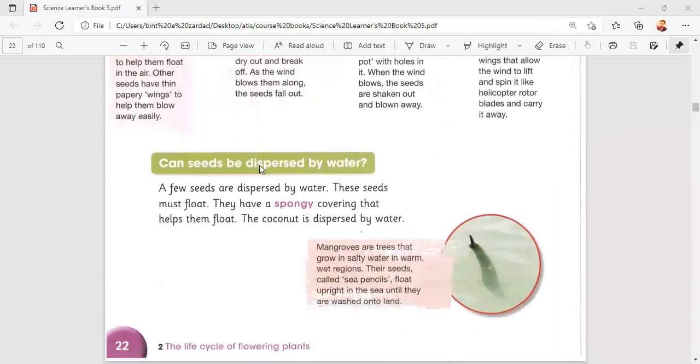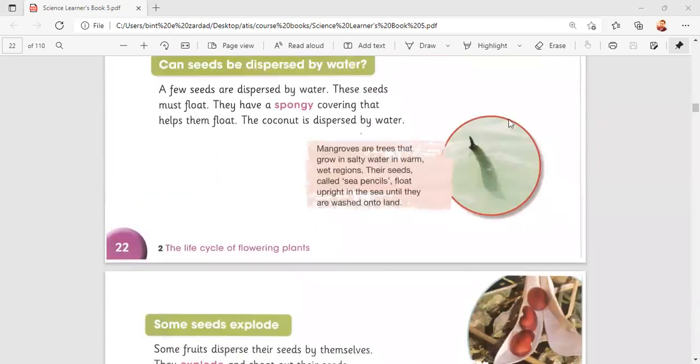Can seeds be dispersed by water? Obviously, seeds can be dispersed by water, like coconut. A few seeds are dispersed by water, not all. These seeds must float. Obviously, if they sink inside the water, finish. So these seeds must float on the water. They have a spongy covering that helps them to float, like the coconut, which is dispersed by water, and also the mangrove.